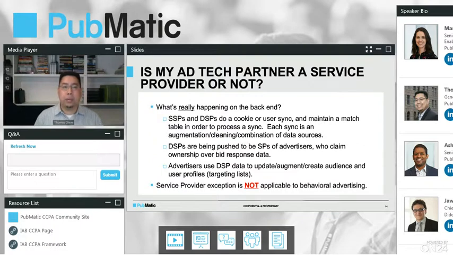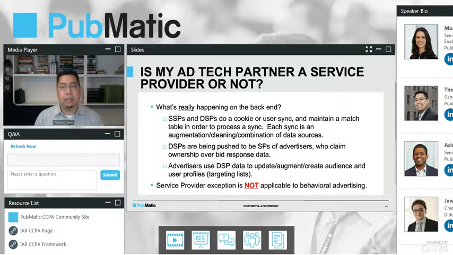DSPs are also being pushed to be service providers of advertisers and agencies, who themselves like to claim ownership of all their bid response data. So if they are trying to update their data, such as their targeting list, when they do it, that would constitute a transfer of data, which they've used for their own purposes, and therefore is a sale. This happens. So even though SSPs like PubMatic place restrictions on DSPs, this happens, and so do even worse things, such as buyers building audience segments that they should not be building.